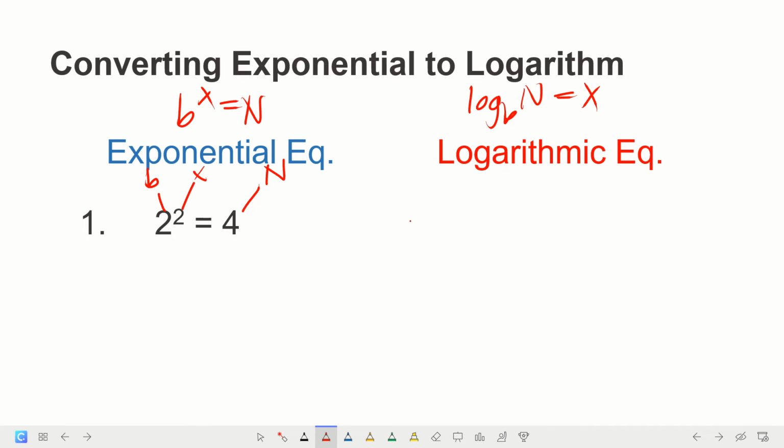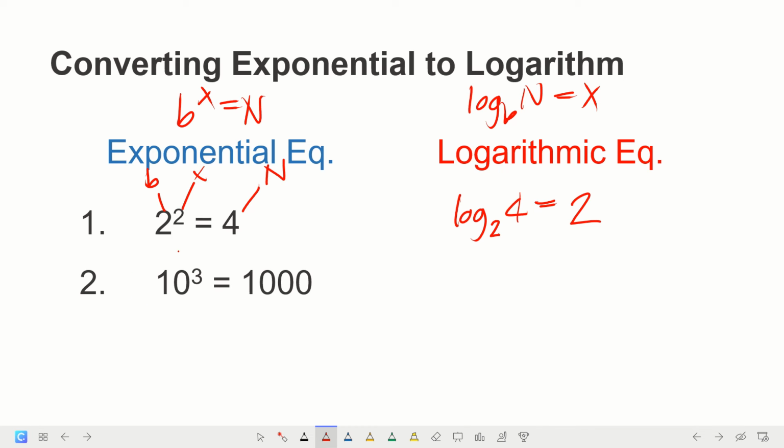To convert it to logarithm, we just write log, and then what is the value of the base? This is b equal to 2. What is the value of n? We know that n is equal to 4. And the value of x is equal to 2. Therefore, 2 raised to 2 is equal to 4 is the same as the logarithm of 4 to the base 2 is equal to 2. Let us answer the next problems and check whether your answers are correct.